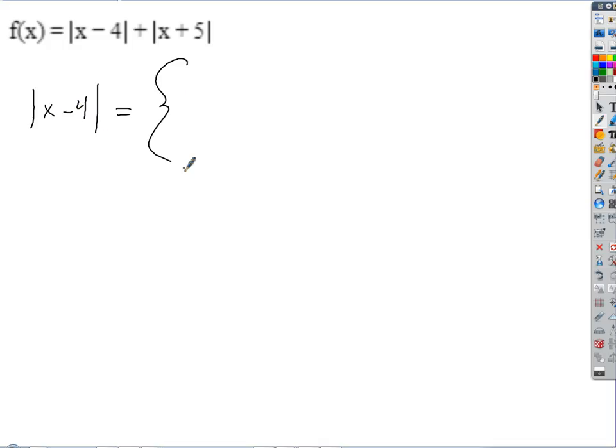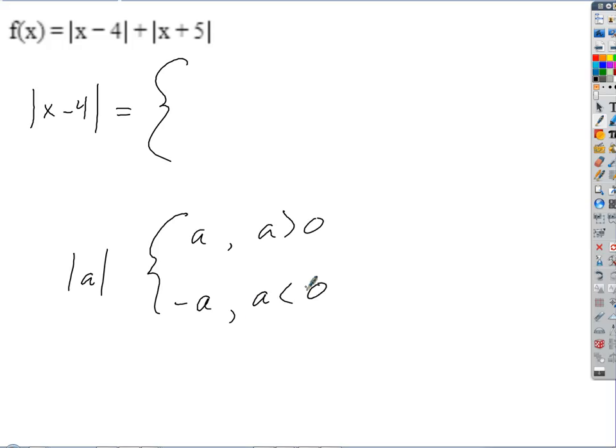So what are the different behaviors of the absolute value of x minus 4? Okay, so we know in general that the absolute value of a just equals a whenever a is what? Positive. Whenever a is positive, it is its opposite when negative, right? And it's 0 when a is 0, right?